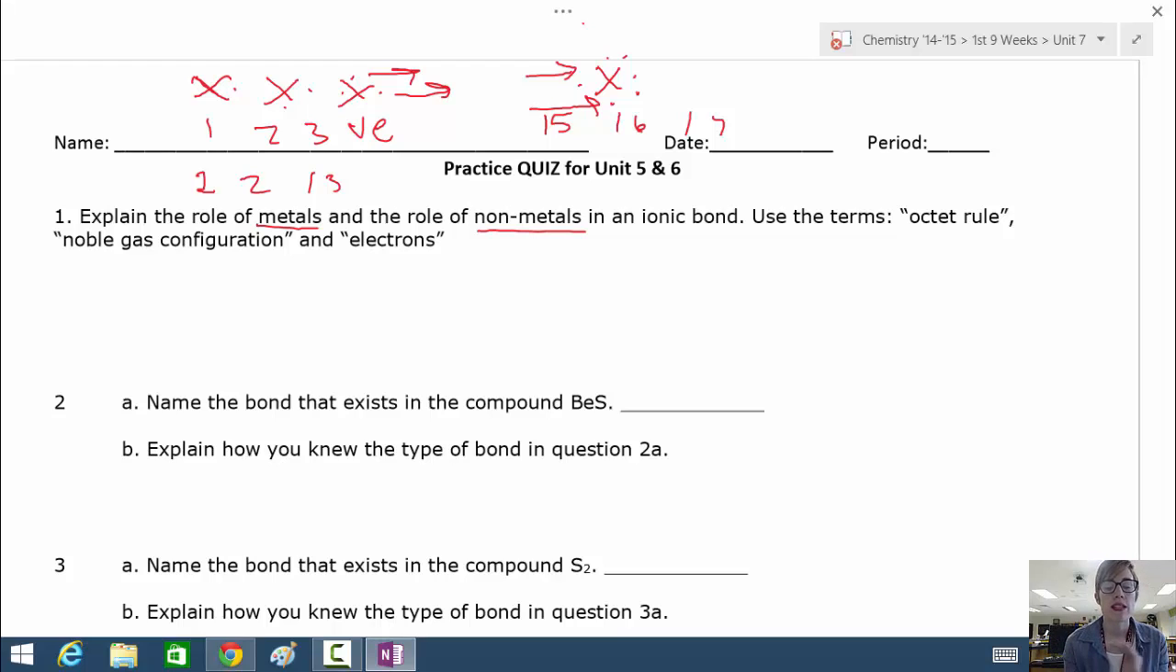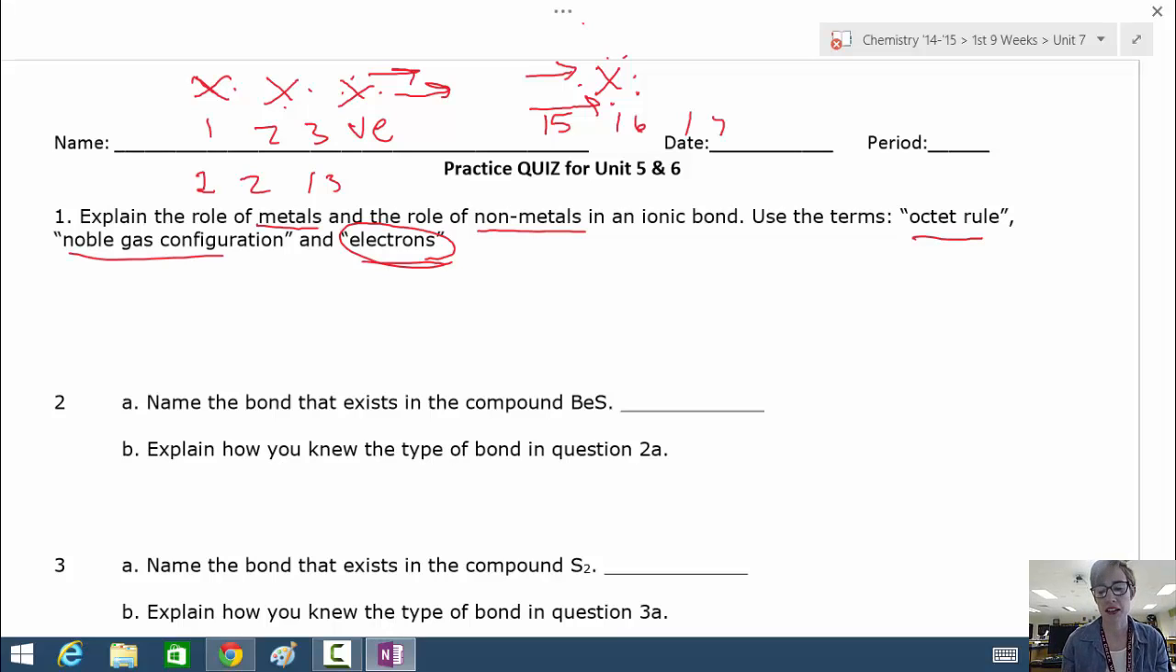So now that we know basically the role of a metal is to give away electrons, and the role of the nonmetals is to gain electrons or steal them, we need to use these terms in our explanation. It's really easy to use the term electrons because we can talk about how nonmetals have a lot of electrons and they just want a few more. And we could talk about how metals have only a few electrons, so they want to give them away. But how do we use the term octet rule?